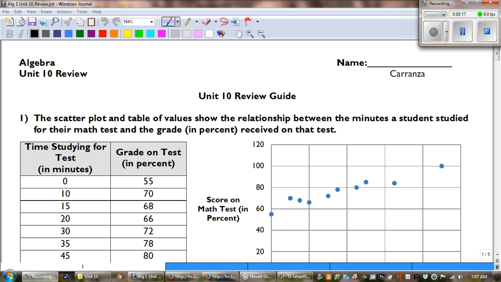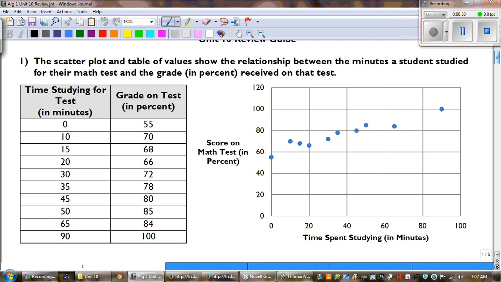Alright, so number 1 says the scatter plot and table of values shows the relationship between the minutes a student studied for their math test and their grade in percent received on that test. That's a great thing to talk about right before we take a test, don't you think? So all the data is on the left. Notice that the time is on the bottom, and that is our x, and the score is on the y-axis.